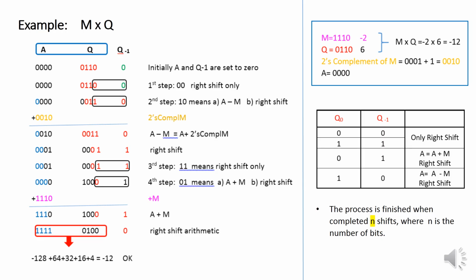1 addition, 2 additions. So the advantage of this method is that whenever there is a series of 1's in the multiplier, here we have a series of 2 consecutive 1's in the multiplier, then there is no need to perform the arithmetic operation, and in this way we can reduce the required time for the multiplication.